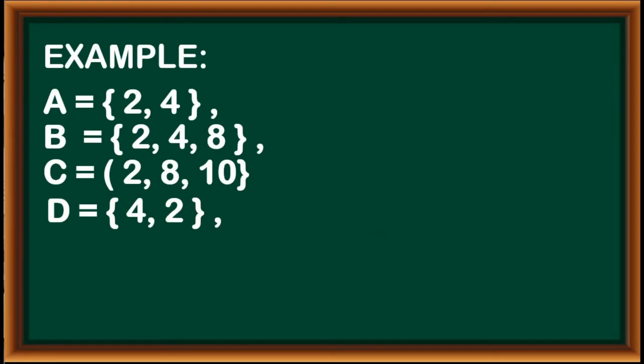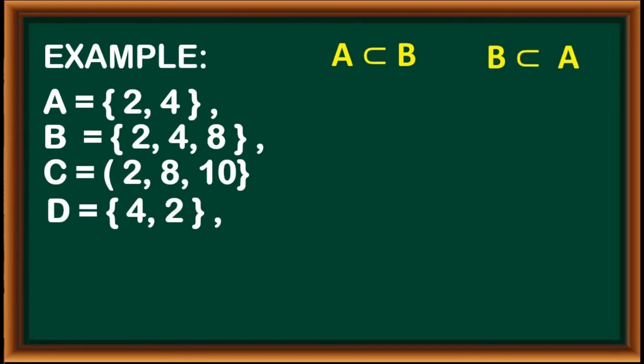Okay, let's consider the following example. Given these sets, let us identify if each set is a subset of each other. Let's start with A is a subset of B. Now, you can say that A is a subset of B if all the elements of A are in B. Let us see. 2 and 4, are they here? So therefore, this is correct.